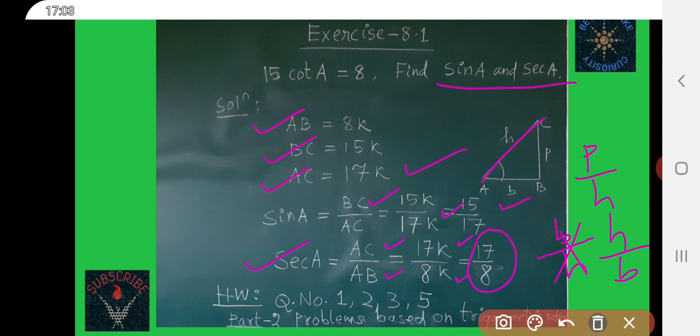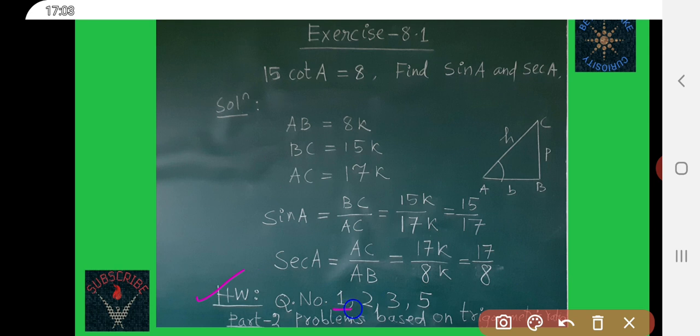So friends, homework: you do homework question number 1, 2, 3 and 5 from exercise 8.1.